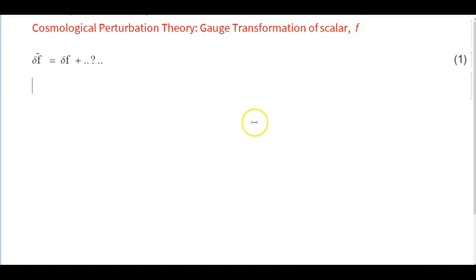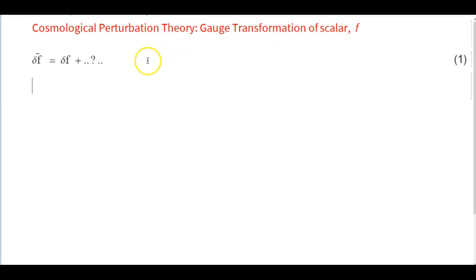In this video, we'll look at the gauge transformation of scalar quantity f. In the last videos, we looked at gauge transformation in general first. We derived some helpful expressions that we will be using in the transformation of tensor, vector, and scalar from one gauge to another gauge. Then we looked at the transformation of a tensor of rank 1 and tensor of rank 0.